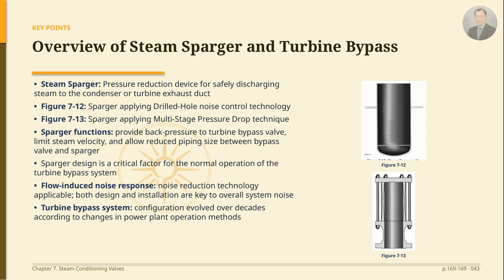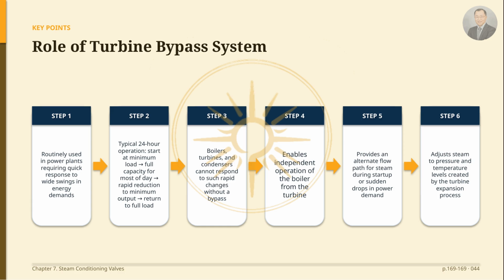Additionally, noise abatement technology can be applied to address flow-induced noise, and both the design and installation of the sparger are key elements that determine the total system noise. Finally, I will note that the turbine bypass system is a configuration that has evolved over the last few decades as power plant operation modes have changed. I'll explain the actual role of the turbine bypass system.